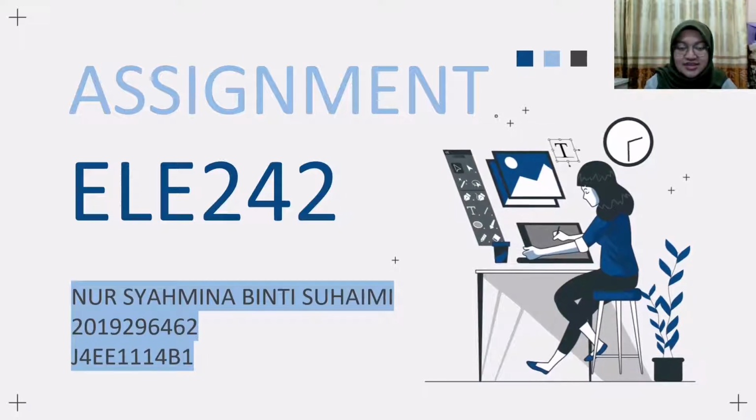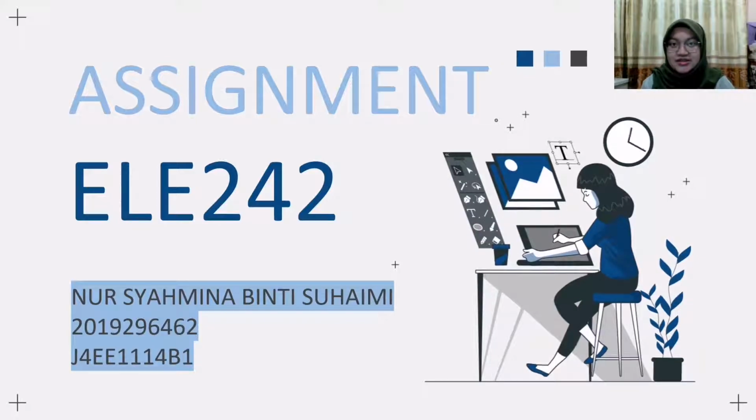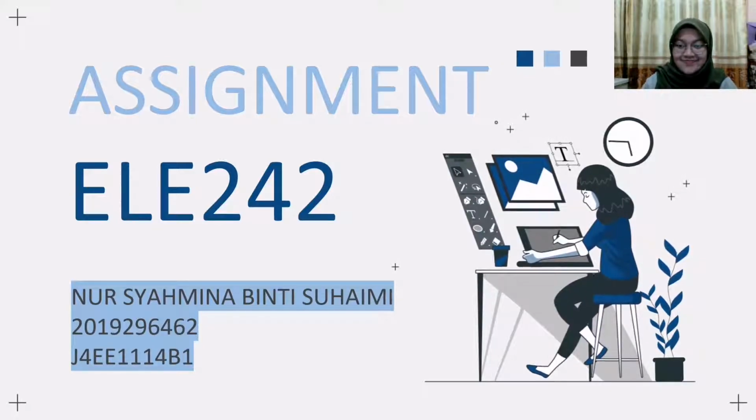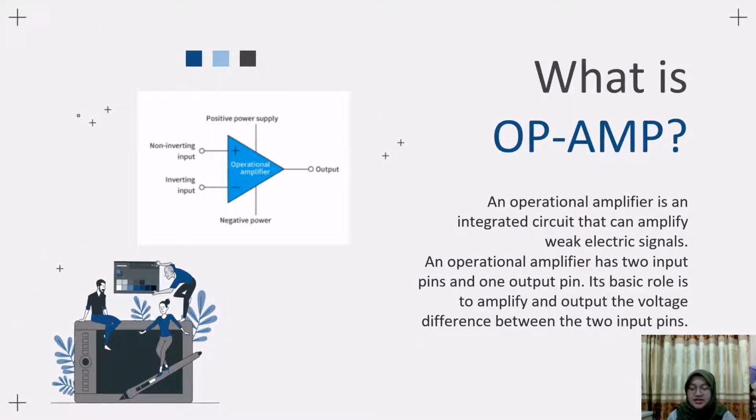So today I want to explain about the assignment ELE242, which is I am required to simulate and calculate the operational amplifier. Okay, so before we move to the calculation parts, I want to explain a little bit about the operational amplifier. So an operational amplifier is an integrated circuit that can amplify electric signals. It also has two input pins and one output pin, and its basic role is to amplify the voltage difference between the two inputs.